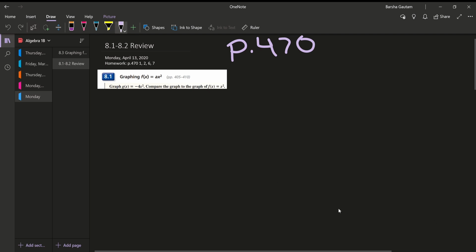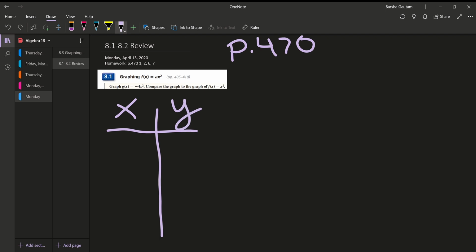Let's see here. The first question asks you to graph g of x, which is equal to negative 4x squared. And it asks you to compare to the graph of f of x equal to x squared. Before we even begin, let's start by creating a table. That'll be our first step. Make a table.